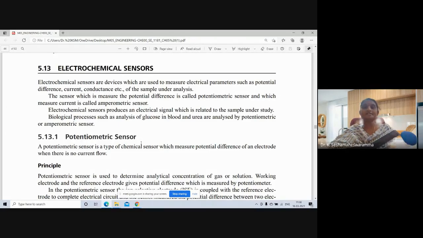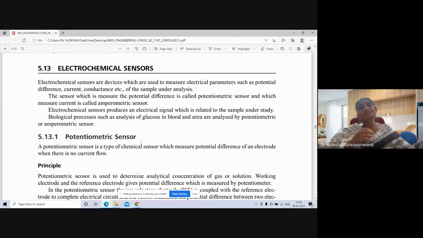Electrical parameters such as potential difference, current, conductance, etc. of the sample under analysis. So electrochemical sensors are devices which are used to measure electrical parameters such as potential difference or current or conductivity difference of the sample which we are analyzing.